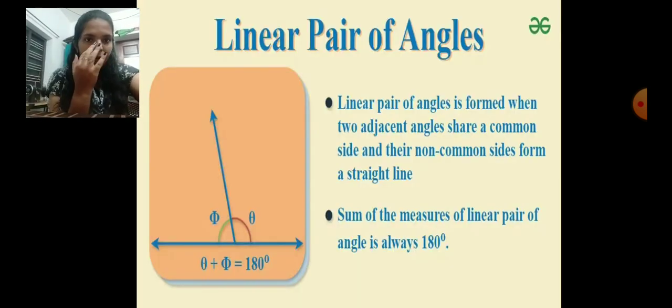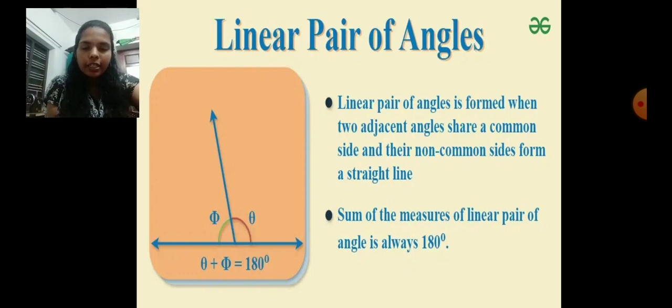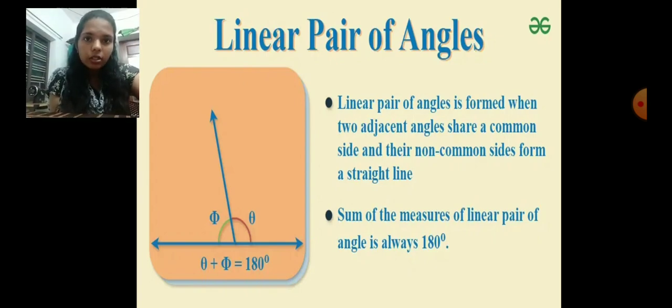Now, linear pair of angles. A linear pair of angles is formed when two adjacent angles share a common side and the non-common sides form a straight line. We have two angles there and the non-common sides form a straight line. The sum of the measures of a linear pair of angles is always 180 degrees.